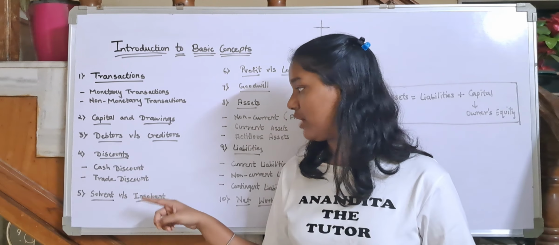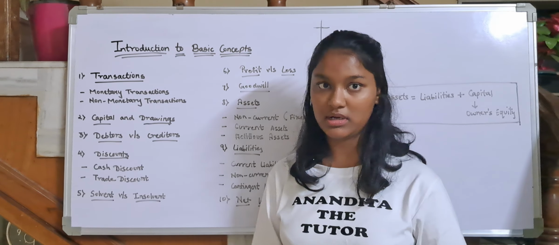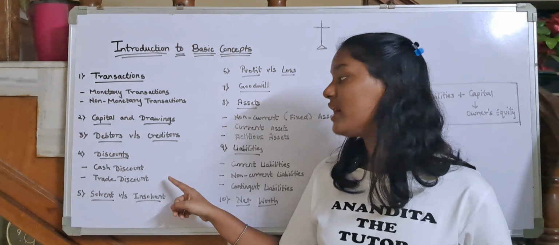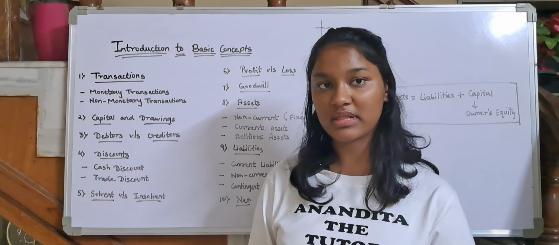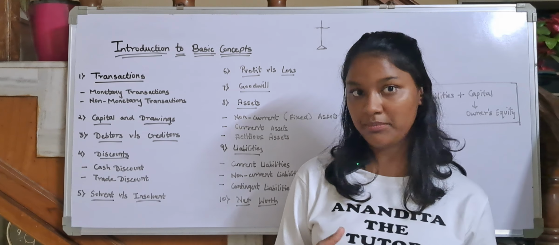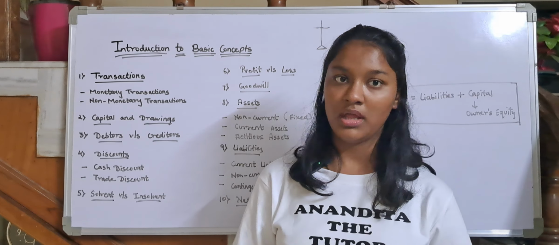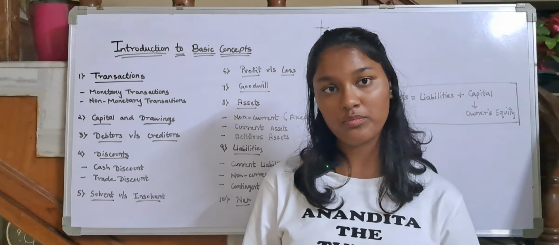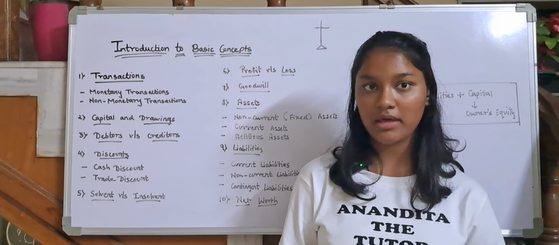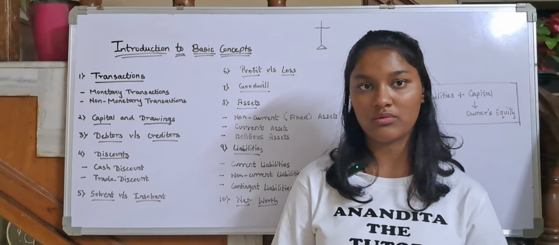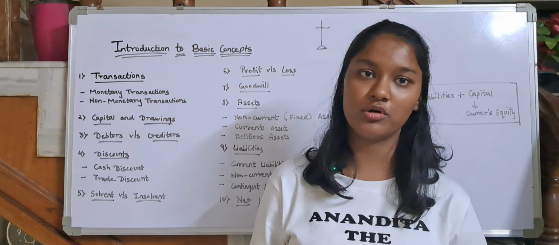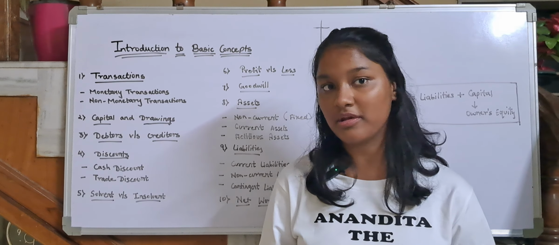Now again, in discounts, there are two types of discounts: cash discount and trade discount. So what is cash discount? If I pay the money immediately to the shopkeeper, then the shopkeeper will give me a discount. Out of happiness he gave a discount: you paid the money early, so I am giving you a discount. So that is cash discount.